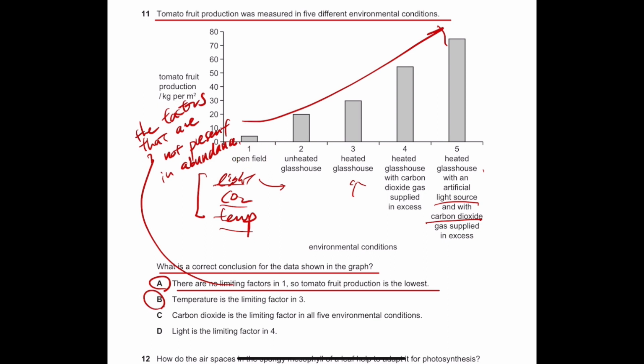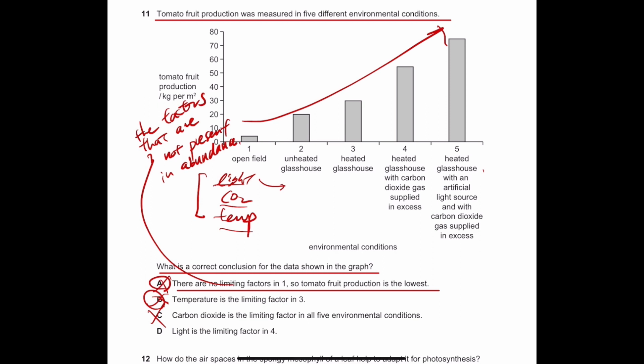Number B, temperature is the limiting factor in 3. Nope, it says heated. So this factor, temperature, is not not present in abundance. The temperature here is abundant. Okay, so both A and B are not the answers. Carbon dioxide is the limiting factor in all 5 environmental conditions. No, you can see carbon dioxide in here and here as well. So they're not acting as limiting factors.